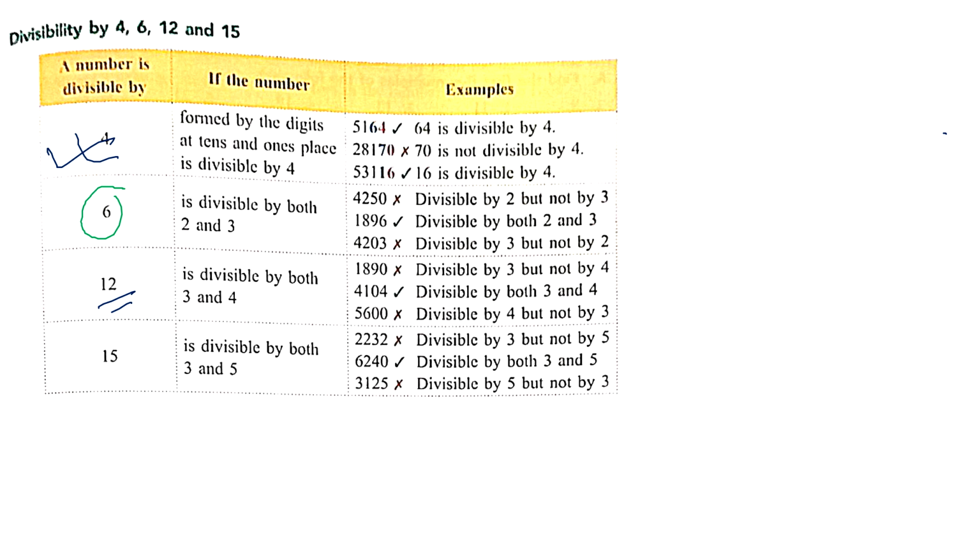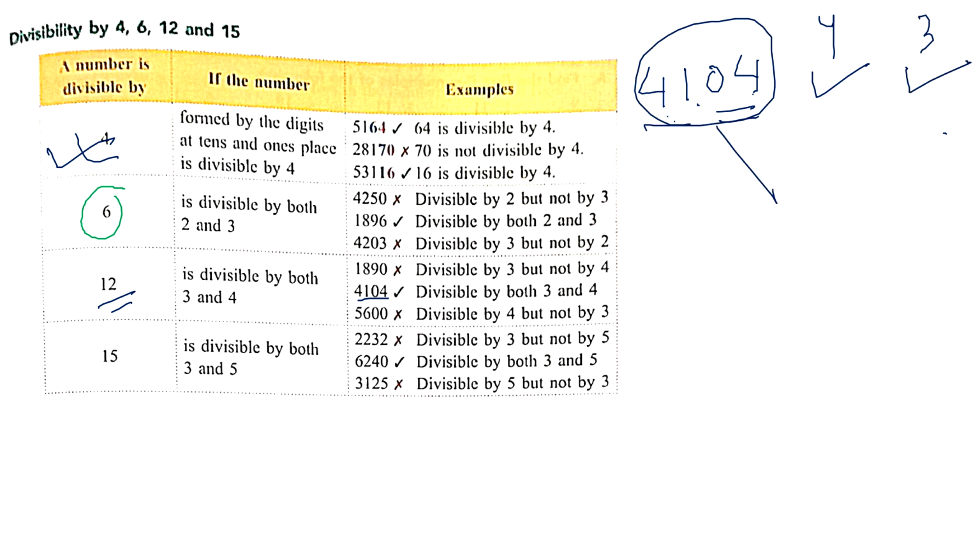Now for 12, the number has to be divisible by 3 as well as 4. Let us take up one example. Here they have given a very nice example, so let us take up this only: 4104. You see the last two digits, that's 0, 4. 4 divided by 4 is 1, remainder 0. So it is divisible by 4. Add the digits: 4 plus 1 plus 0 plus 4 is 9. It is divisible by 3 as well. So this particular number is divisible by 12 also. So this is the rule for 12.